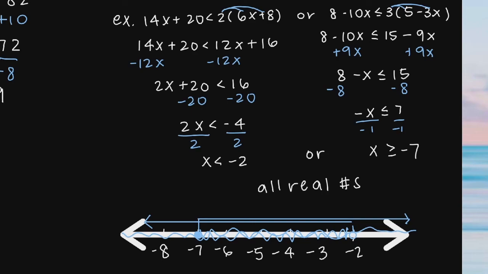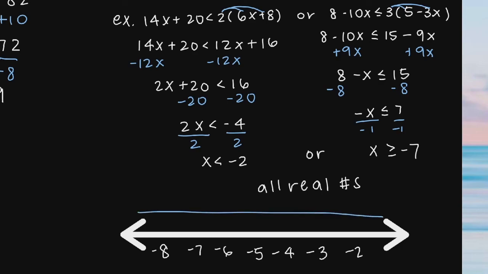So let me just try to erase some of these lines. So what I usually do for a graph that is all real numbers, I just draw another straight line on top. But again, if you shade, you would just shade in the entire number line. You would just shade all of this in.